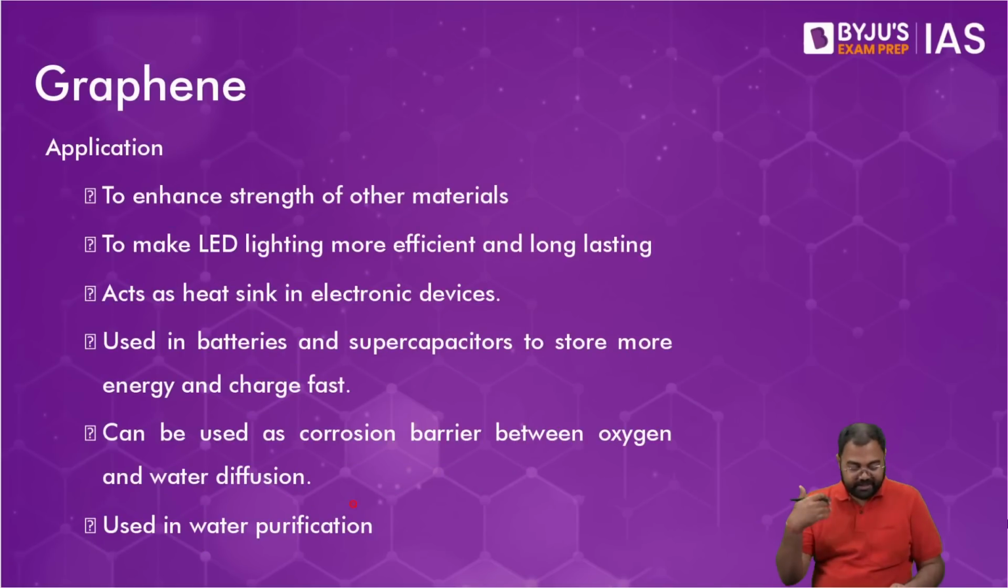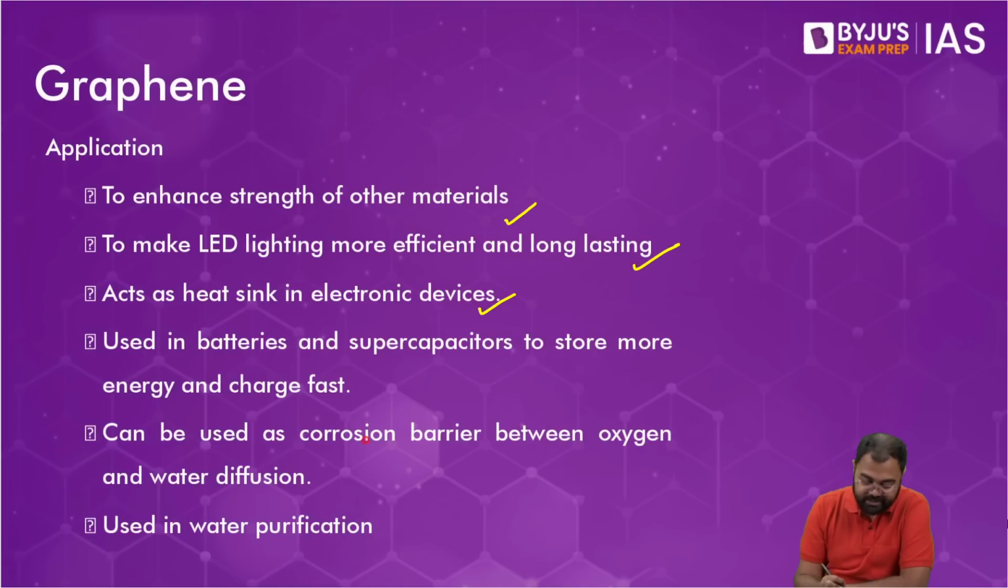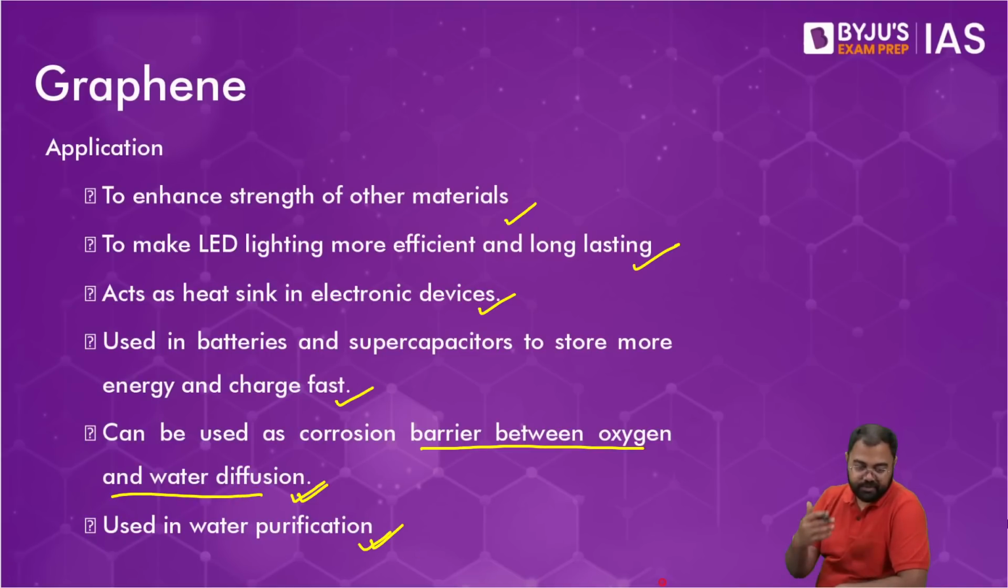So we saw that there are a lot of applications. For example, today we use graphene to enhance the strength of other materials, to make LED lighting more efficient and longer lasting. Then in electronic devices, it is used in making batteries, and as a corrosion barrier, for water diffusion and water purification. So everywhere we see that graphene is being used in today's time.